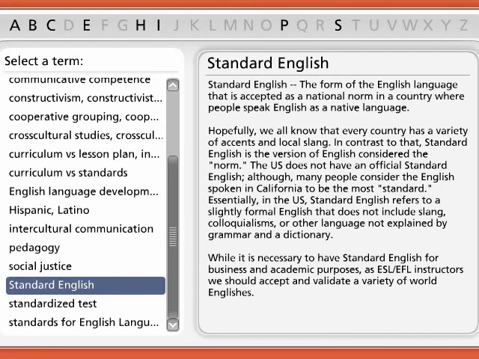The U.S. does not have an official Standard English, although many people consider the English spoken in California to be the most standard. Essentially, in the U.S., Standard English refers to a slightly formal English that does not include slang, colloquialisms, or other language not explained by grammar and a dictionary. While it's necessary to have Standard English for business and academic purposes, as ESL, EFL instructors, we should accept and validate a variety of world Englishes.